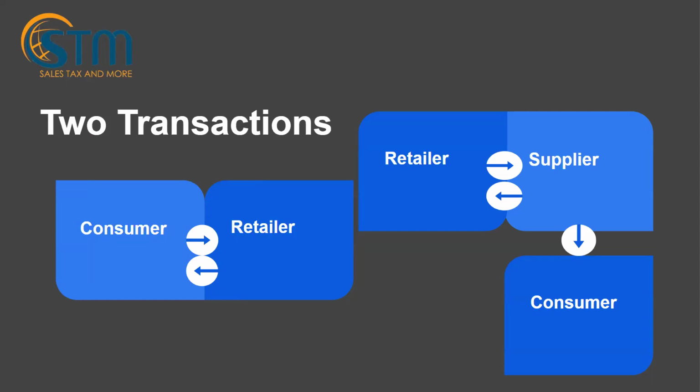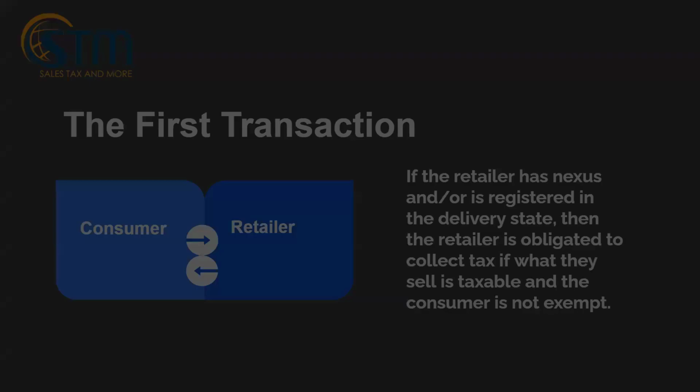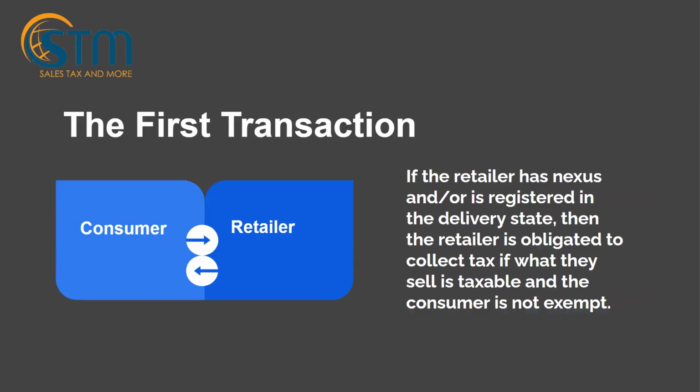So in this scenario, you've got the first transaction, the consumer places an order with a retailer. And you have the second transaction where the retailer turns around, places an order with their supplier, and this asks the supplier to ship it to the consumer. So two separate transactions. Now, the first transaction, I'd say it's easy, but sometimes it's not so easy.